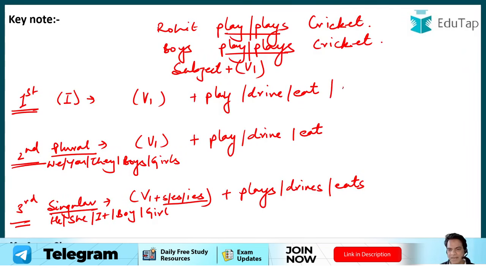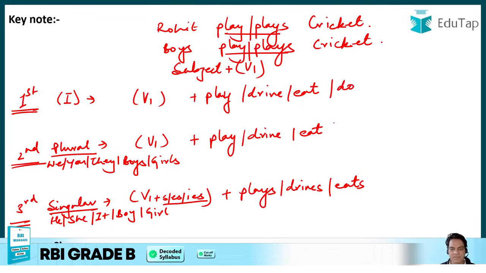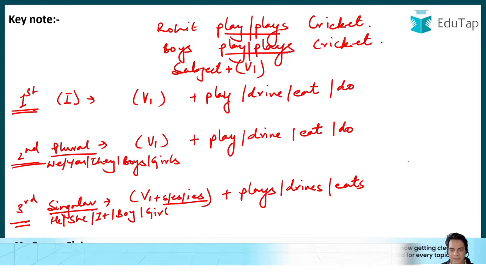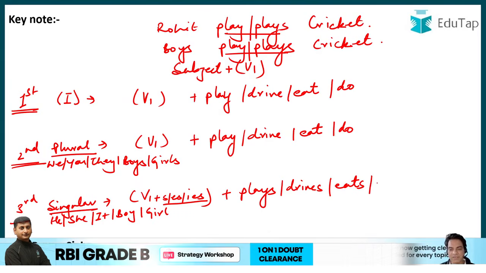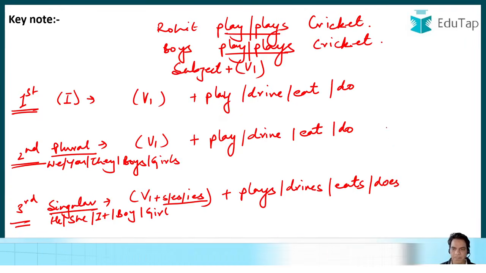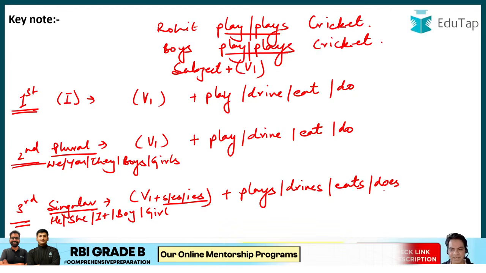For example, guys, I do my work diligently. We do our work diligently. You do your work. They do their work. People do their work. But for singular, he does his work. She does her work. Rohit does his work. Right? So, do becomes does with singular. That's why I said es.